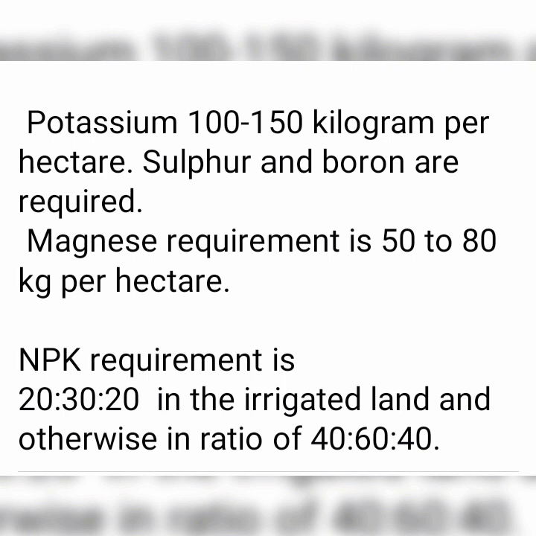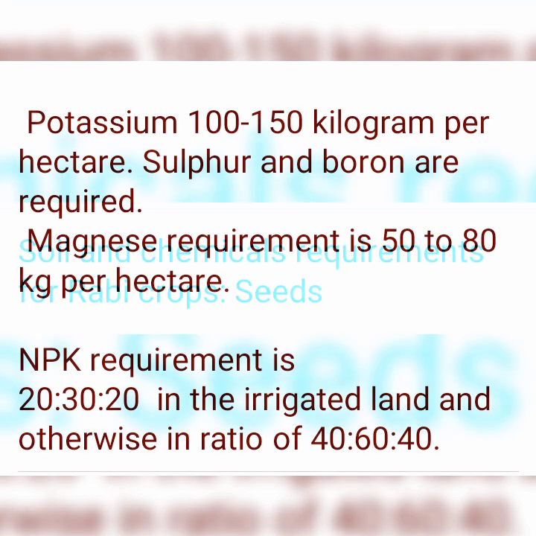Potassium requirement is 100 to 150 kg per hectare. Sulfur and boron are also used, and micronutrient that is used is manganese, and the amount is large, that is 50 to 80 kg per hectare. NPK, that is nitrogen, phosphorus, potassium requirement is in the ratio of 20, 30 and 20 in the irrigated land, and otherwise the ratio is 40, 60 and 40.